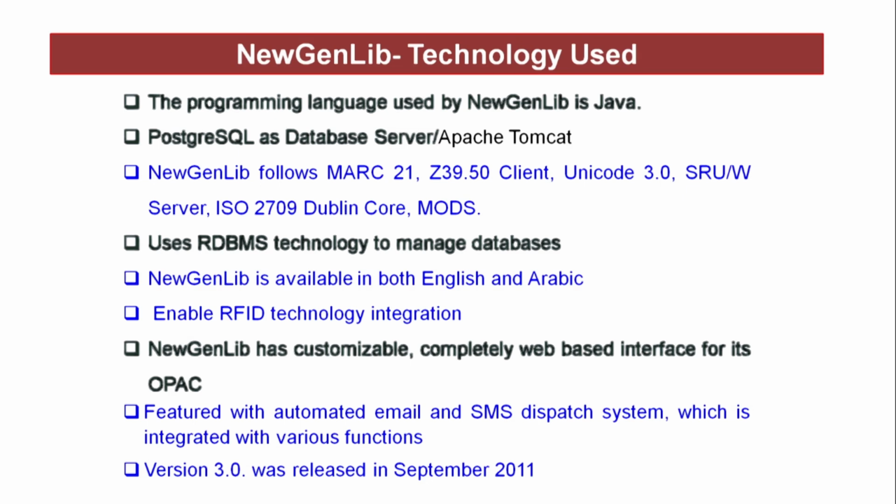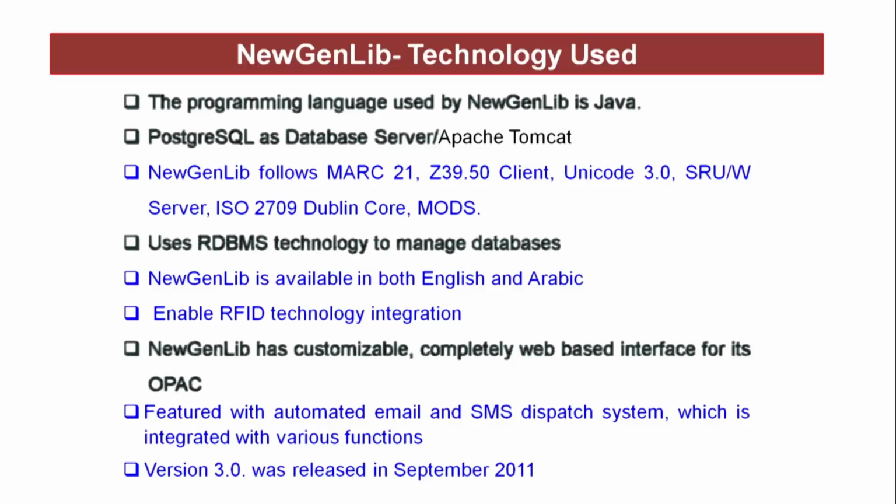All these functionalities are part of NewGenLib technologies. And it has additional features: when we talk about the circulation process, barcoding and RFID are very much required for smooth functioning. So NewGenLib can also integrate a barcoding system and an RFID system, so that you can go for advanced circulation procedures or processes. NewGenLib is also available in both English as well as Arabic, so that people can use both languages.